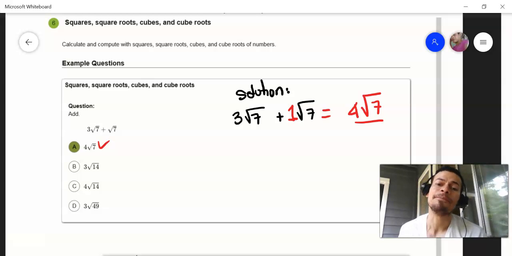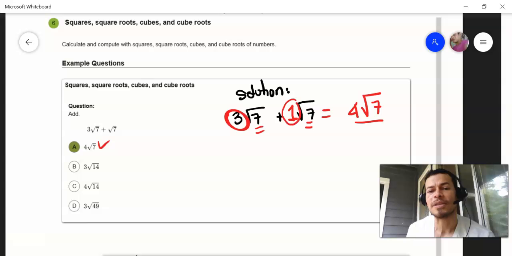If they are both square roots and they both have the same number on the inside, which is 7, you will only add the numbers in front of the square roots because they are exactly the same. You have a square root of 7 on one side and a square root of 7 on the other side. Therefore, the answer is 4, okay?